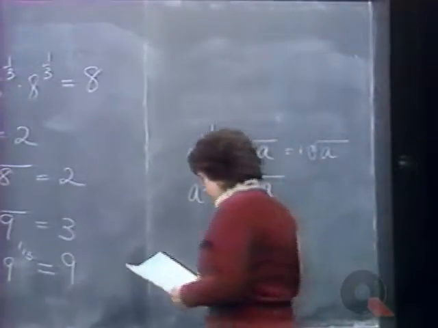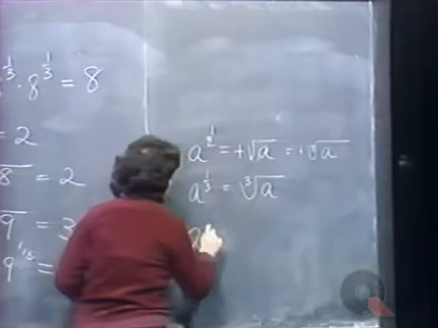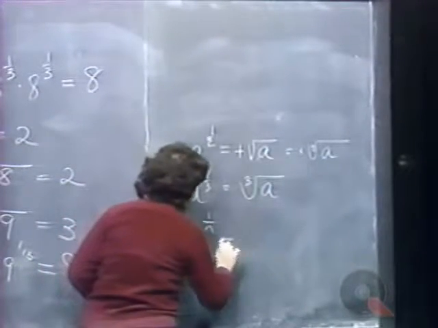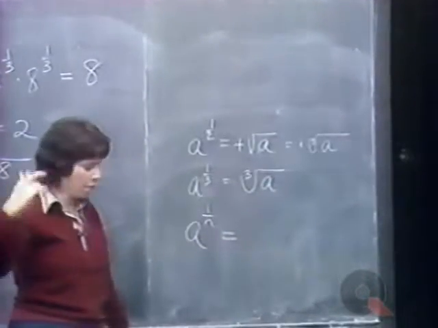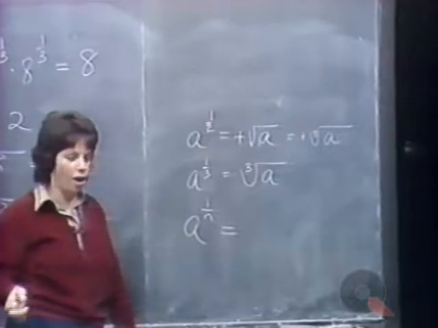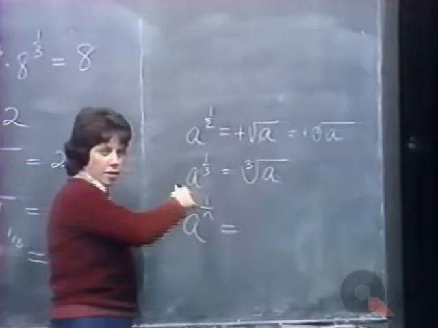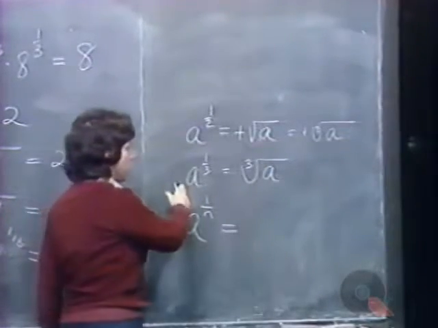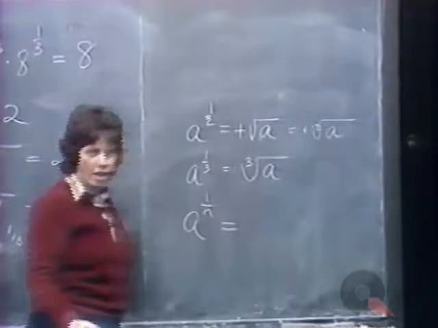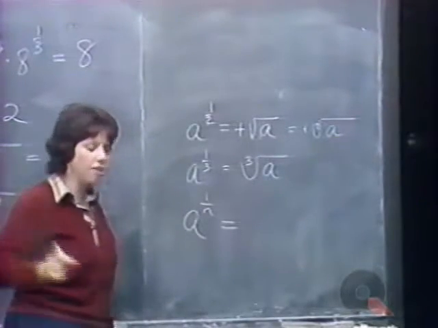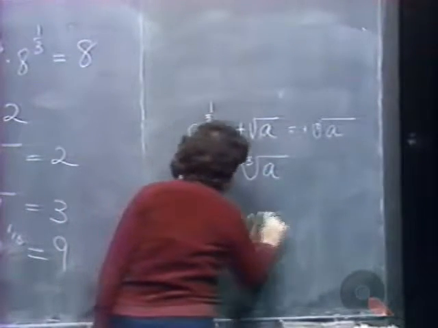And we can continue this idea and define what we mean by a to the 1 over n. Our a to the 1 over n power must be that number which, when multiplied by itself n times, gives you a. If a to the 1/2 is a number which, when multiplied by itself twice, gives you a, and a to the 1/3 is a number which, when multiplied by itself 3 times, gives you a, then a to the 1 over n is that number which, when multiplied by itself n times, gives you a. And we can write it in radical notation as the nth root of a.